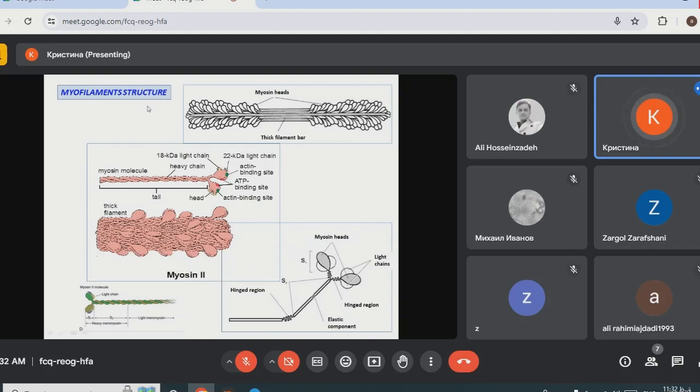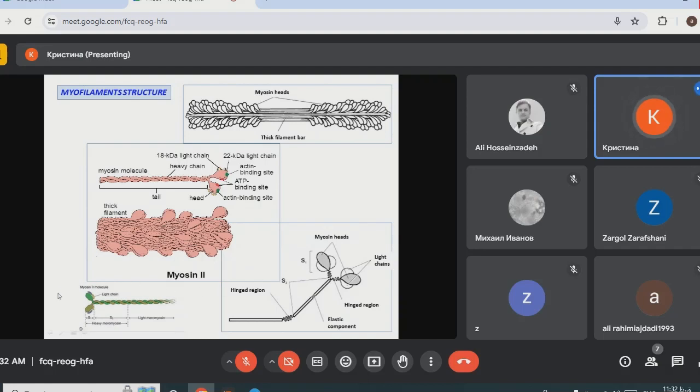Now, thick myofilaments or myosin myofilaments. You can see here one of them. This is the middle area which attaches to the M line inside the sarcomere. So here should be the M line. One thick myosin myofilament consists of a very high number of myosin molecules. You can see these molecules.